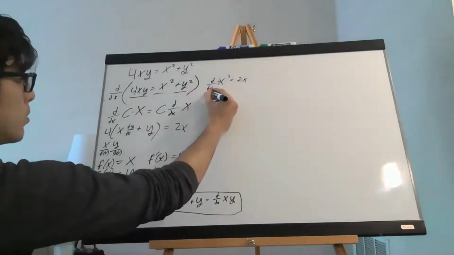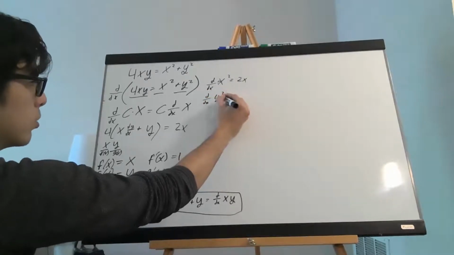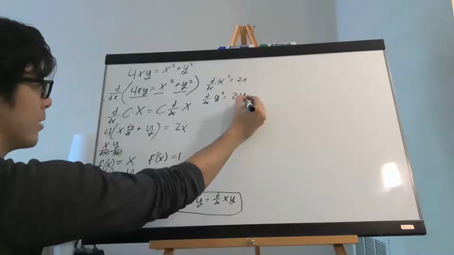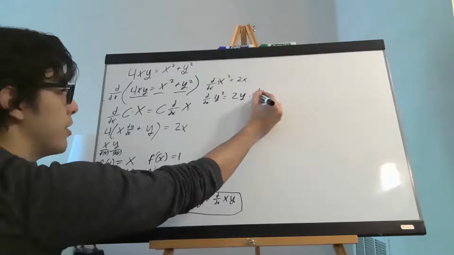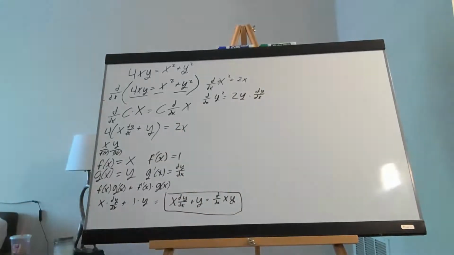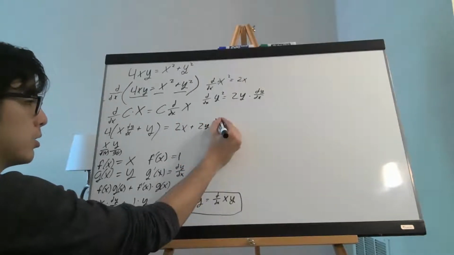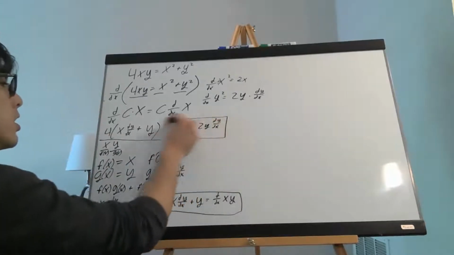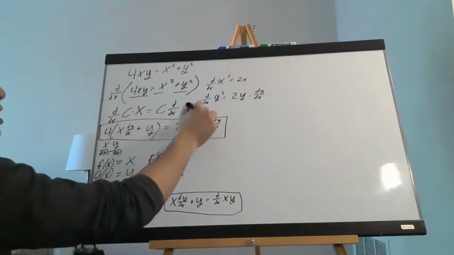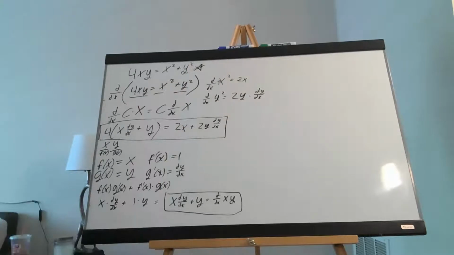So then the next one we're going to do is d/dx of y squared, which is just going to be equal to 2y. We take the derivative on the outside, then we have to do chain rule and take the derivative on the inside. So then this is going to be plus 2y dy/dx. And this right here is the derivative of our initial statement here.